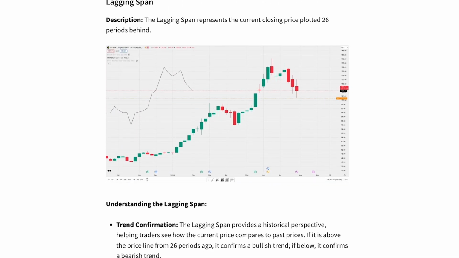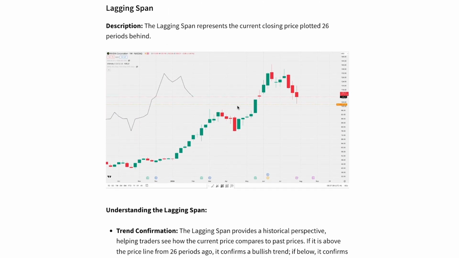And then we have the lagging span. On this chart, it's the black line. Basically what it is is the closing price plotted 26 periods behind. So the point right here is this exact closing price on whatever time frame we're working on. This is a weekly chart. And it just represents this price action, but 26 periods behind. So we just label these prices and move them back 26 spots.